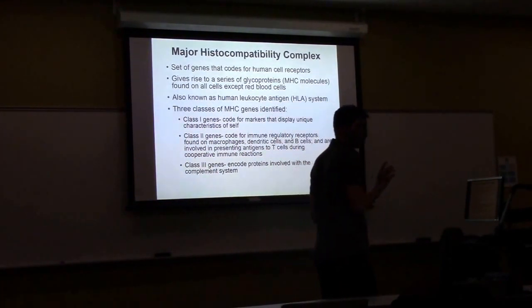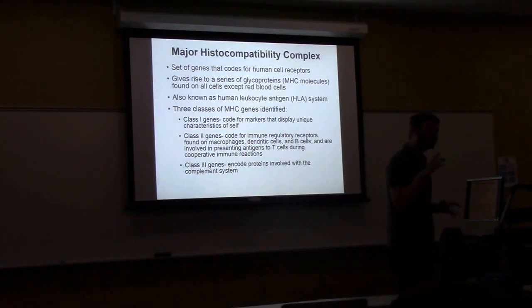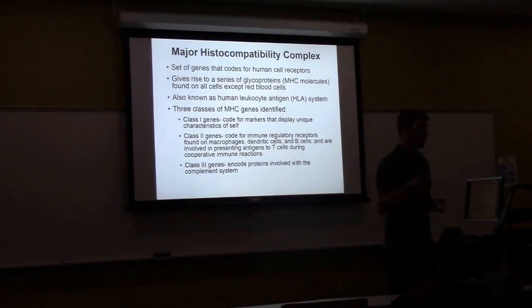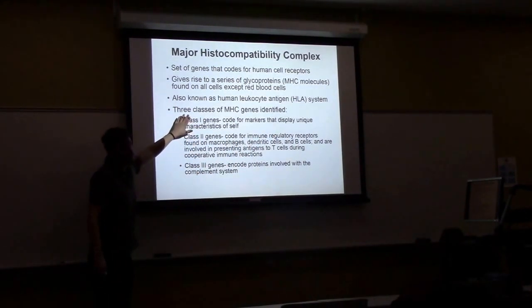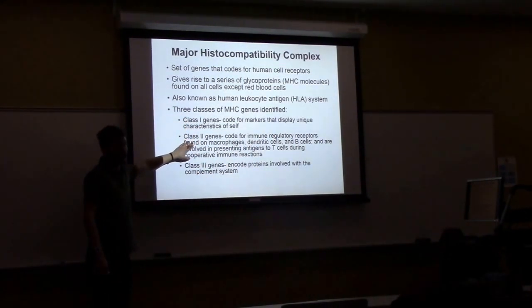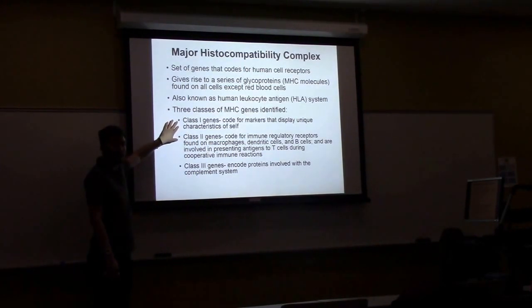So this is kind of a trick question. Class 1 is found on all nucleated cells. Okay? Pretty much every cell in your body is nucleated, including antigen-presenting cells. So antigen-presenting cells actually have both of these molecules on their surface. I'm bringing that up now because it will make more sense later, when we start talking about how these things work.